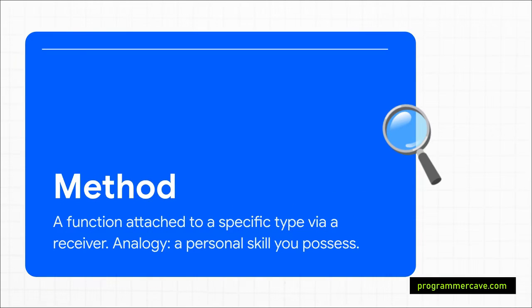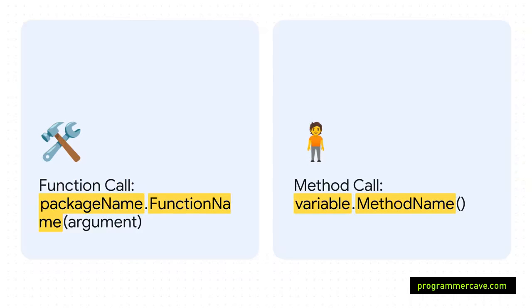Now, a method, that's a whole different beast. A method belongs to a specific type. It's attached to it through something called a receiver. So think of it like a personal skill. If you have a person type, speaking is a skill that person has. You wouldn't just shout "speak" out into the void. You'd say "person.speak."